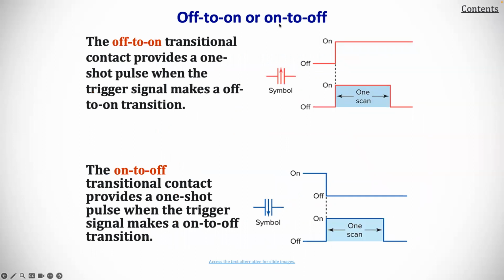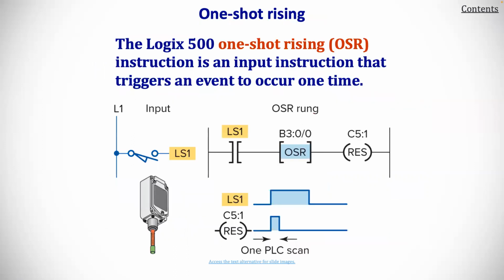Off to on or on to off. The off to on transitional contact provides a one-shot pulse when the trigger signal makes an off to on transition. Conversely, an on to off transition contact provides a one-shot pulse when the trigger signal makes an on to off transition. The Logic 500 one-shot rising, or OSR, instruction is the input instruction that triggers an event to occur one time. So keep that in mind.